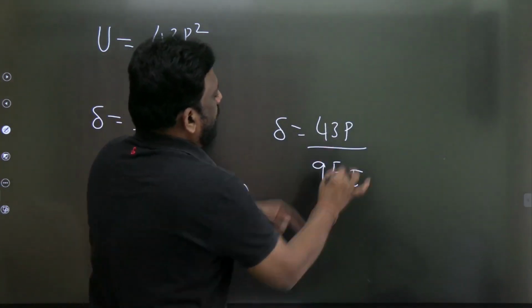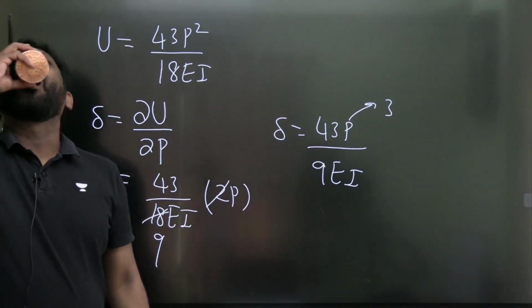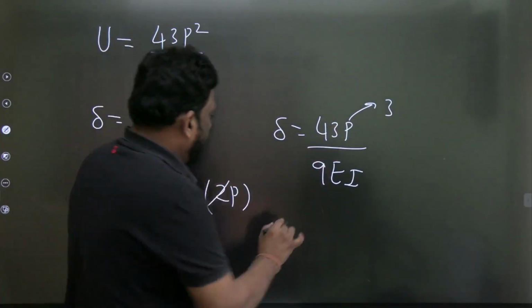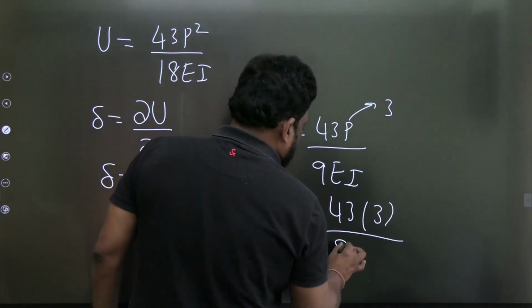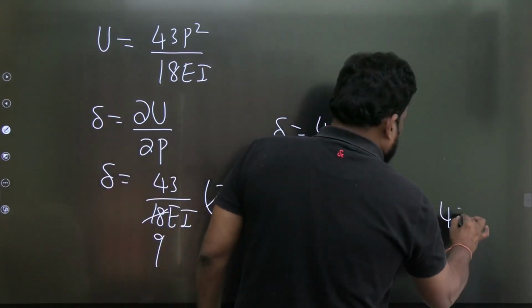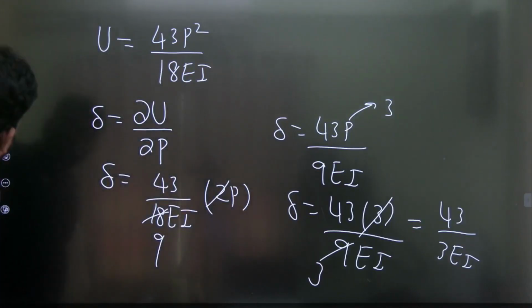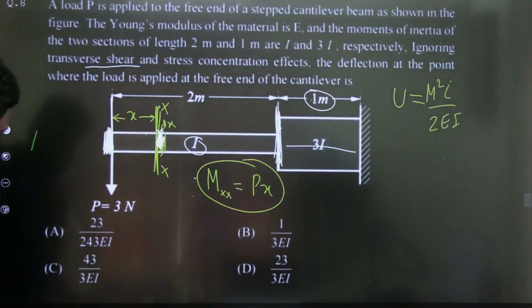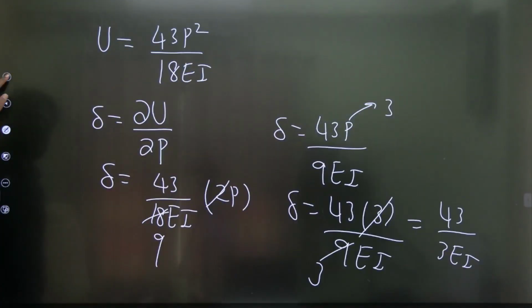But already P value is given as 3, my dear students. Substitute P. So delta is equal to 43 into 3 by 9EI. So this 3 is gone, and you are left with 43 by 3EI as the deflection under the load. Let me check: is that option there? 43 by 3EI. Yes, it is there. Absolutely no problem at all. Wonderful question.